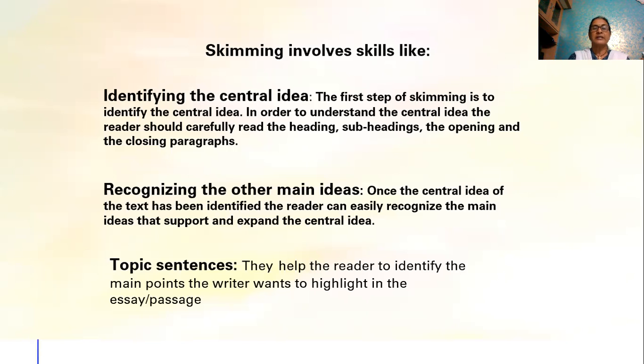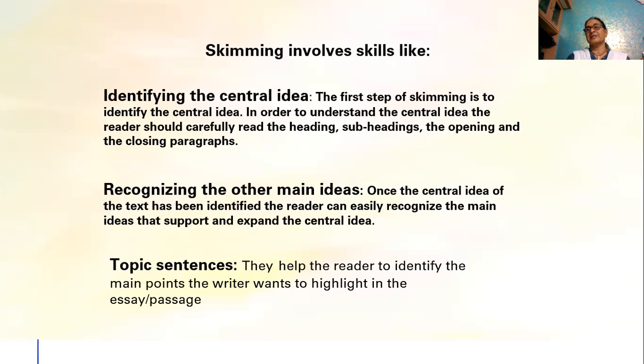Recognizing other main ideas. So identifying the central idea is over. Then what are the other main ideas? How will you get them? Once the central idea has been identified, it's a cakewalk for the reader to get the main ideas that support and expand the central idea. You know the main idea, and maybe you can give a quick reading to the side headings and other paragraphs, and you can recognize the main ideas and support and expand the central idea also.